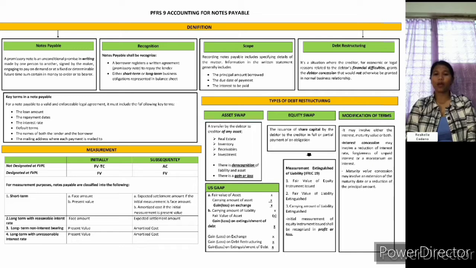The scope when recording notes payable includes specifying details of the matter. Information in the written statement generally includes the principal amount borrowed, the due date of the payment, and the interest to be paid. Notes payable have their own key terms. For a note payable to be a valid and enforceable legal agreement, it must include the following key terms: the loan amount, the repayment dates, the interest rate, default terms, the names of both lenders and borrowers, and the mailing address where each payment is mailed to.